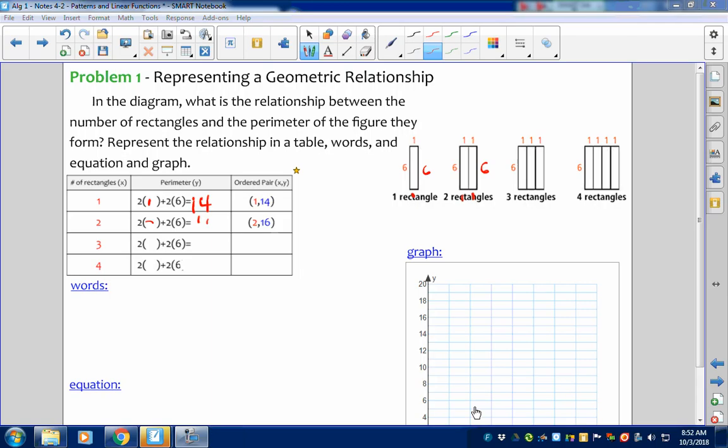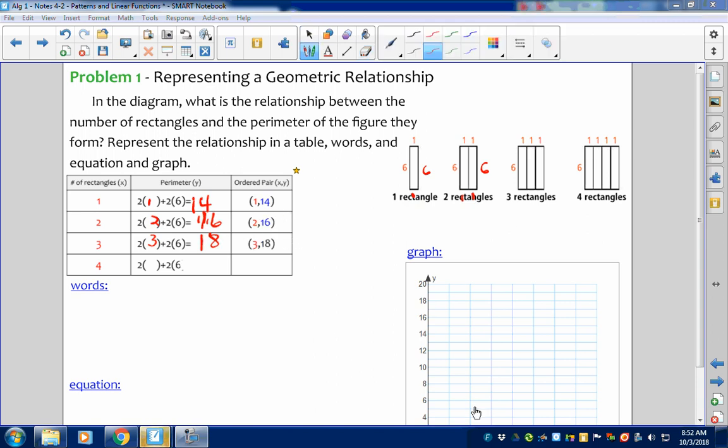All right, try it again here. So now we're plugging in 3. Okay, did not work. 3, 2 times 3 is 6. This is 2. This is 16. And this is now 18. So we have the ordered pair 3, 18.